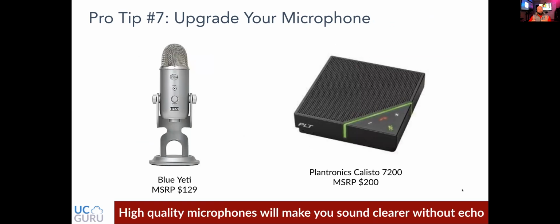Pro tip number seven, upgrade your microphone. On the PCs, the built-in microphones are typically horrible. They have a lot of echo, a lot of reverberation. The two microphones that I suggest are the Blue Yeti, which retails for about $129, or the one that I'm using, the Plantronics Callisto 7200, which MSRP is about $200, but it also has a feature called noise block.